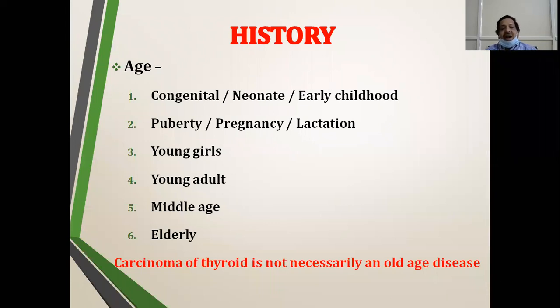Again, to repeat, unlike other carcinomas, most of which are more common in the elderly age group, carcinoma thyroid is not necessarily an old age disease. We have seen medullary thyroid carcinoma in infants and early childhood, when it occurs in a familial form, that is common. And again, in young adults or young people, we have papillary thyroid carcinoma. The commonest age group for papillary thyroid carcinoma is young age.